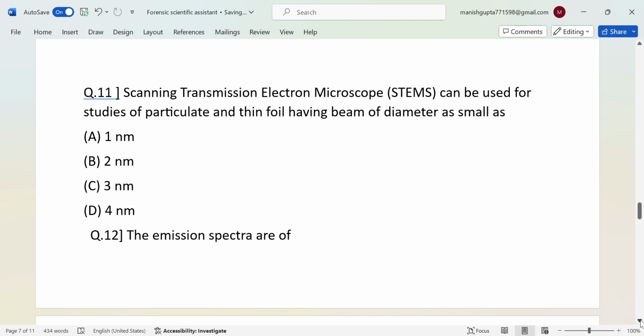Scanning transmission electron microscope can be used to study particulates and thin foil having beam of diameter as small as. In this question, we are going to see the beam size or diameter. Option A 1 nanometer, option B 2 nanometer, option C 3 nanometer, option D 4 nanometer. Option B is correct, 2 nanometer.